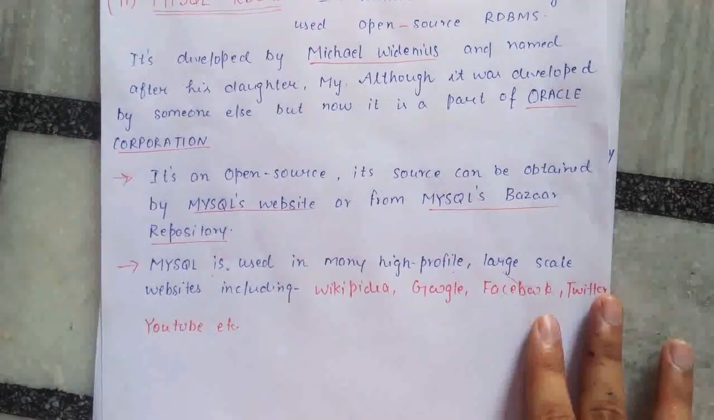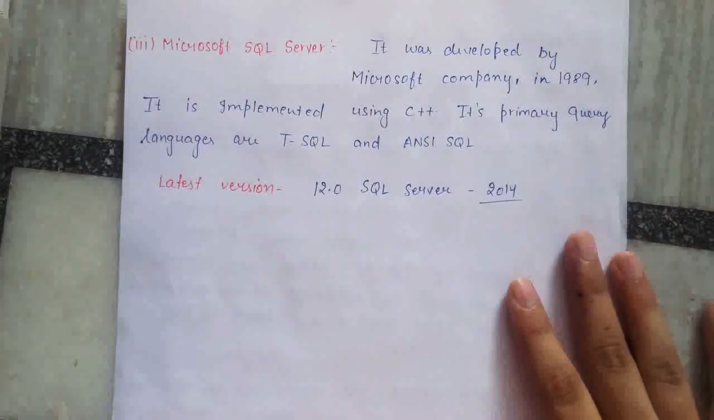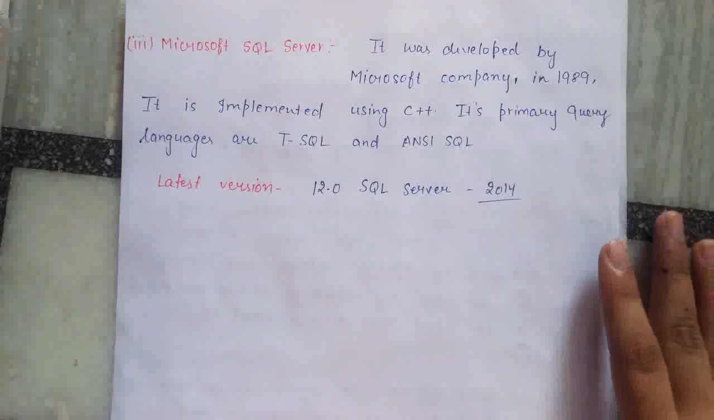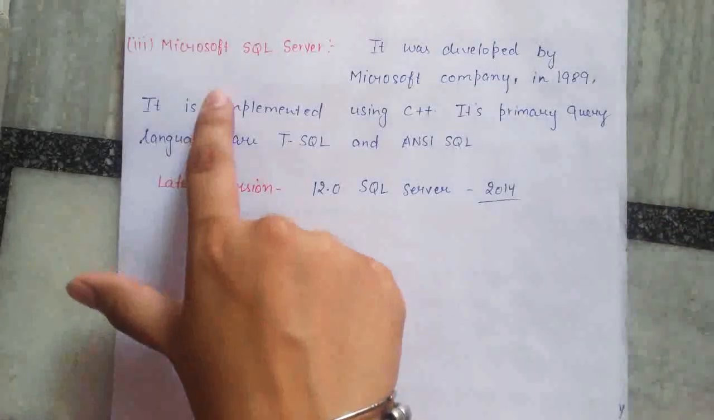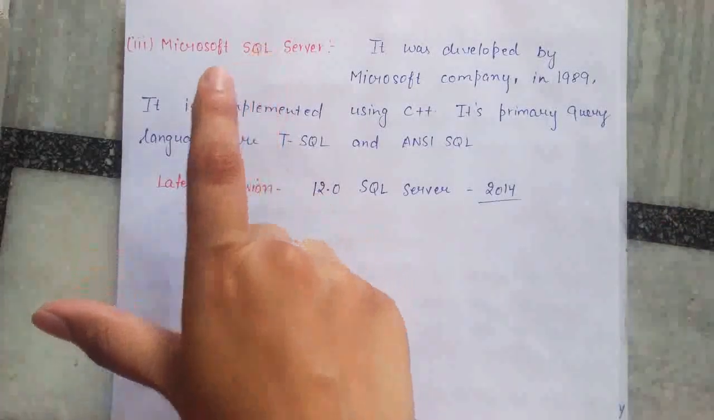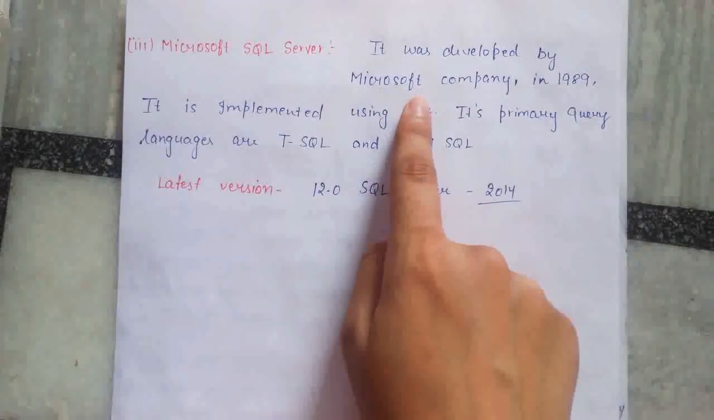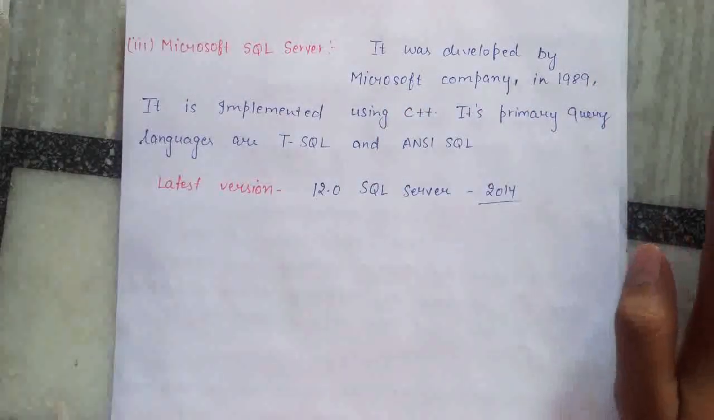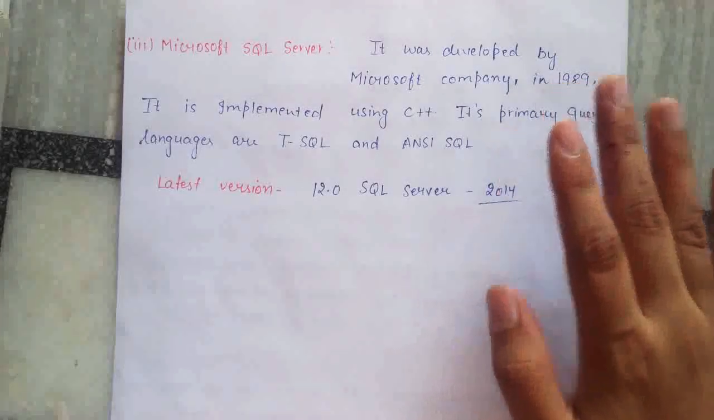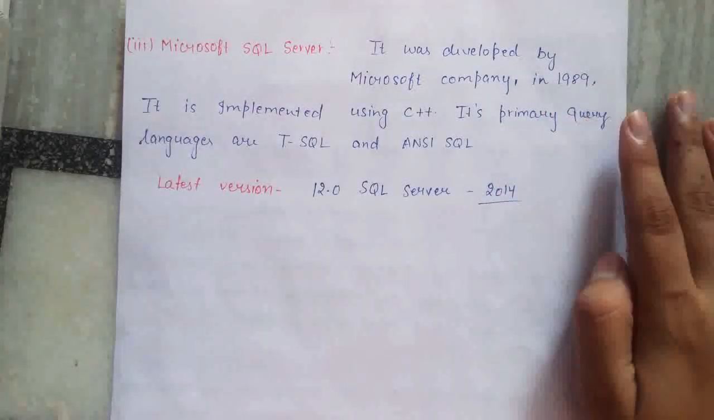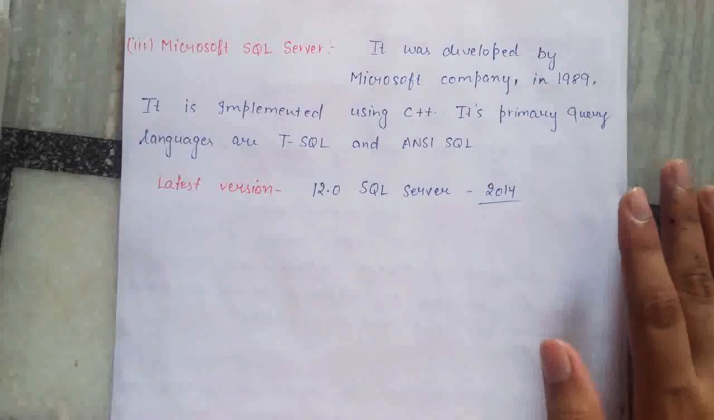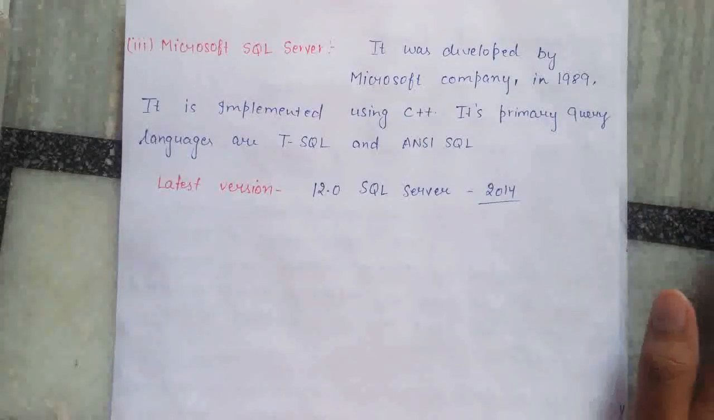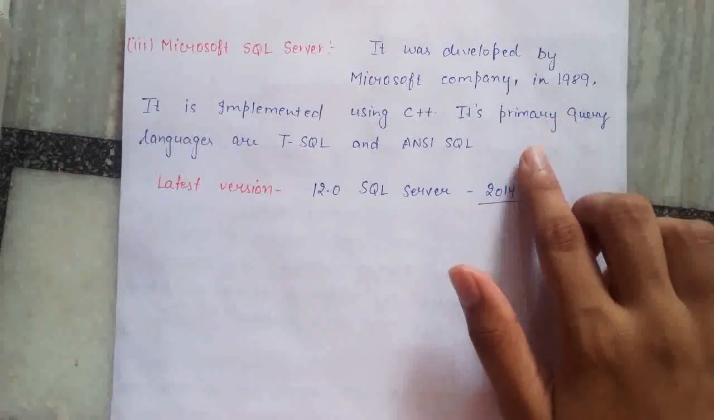Now let's understand the third one. Let's come to the third type, that is Microsoft SQL Server. This was developed by the Microsoft company, as its name suggests. Its name comes from its company, made by Microsoft in 1986, and it is software implemented using C++. Whereas the software we have discussed, Oracle and MySQL, were developed using both C and C++, this one is developed using only C++.